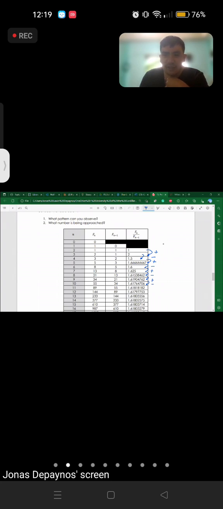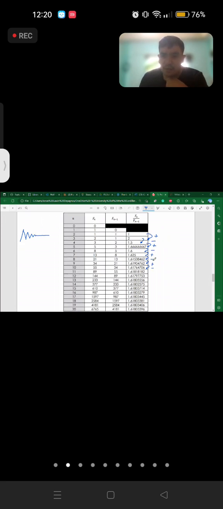So if we are to graph this one, it's like this. Increase, decrease, increase, decrease, increase, decrease. So that's the pattern. And then it is approaching a number.